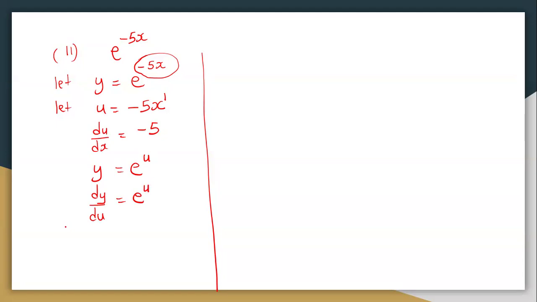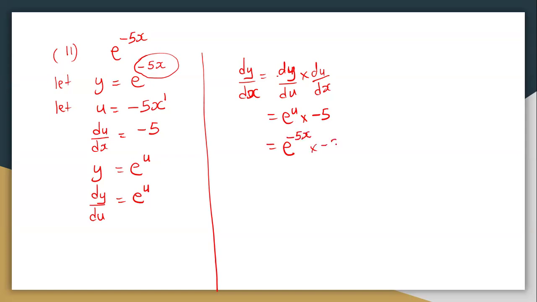Therefore, I'm going to come back to my chain rule and then I substitute. So we shall say dy/dx is equal to dy/du times du/dx. So my dy/du is e^u, times my du/dx, which is -5. So here I'll have e, but our u was initially -5x. I'll replace it with -5x, then I multiply times -5. And I can write it as -5e^(-5x), and this is my dy/dx. So that is how we differentiate it.